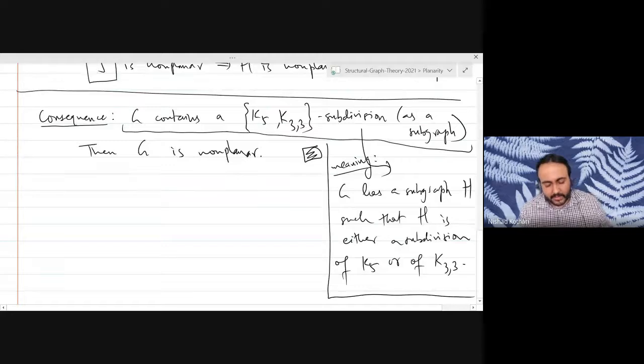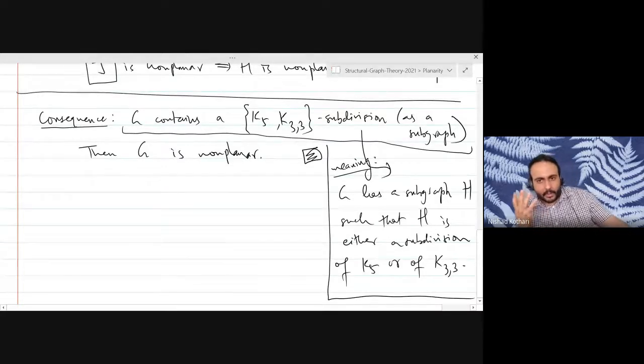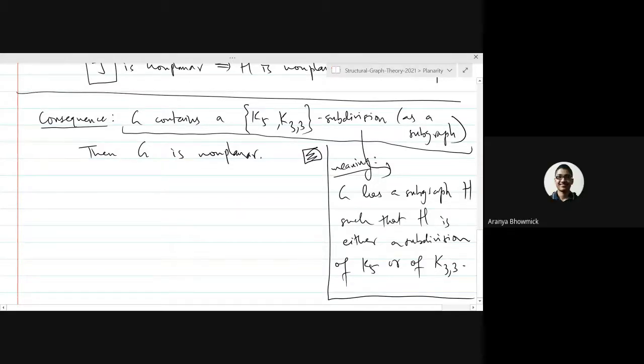Why are we concerned with K5 and K33? There are lots of other non-planar graphs in the world. So why am I only focusing on K5 and K33? Sir, I have a question. So this consequence that G is non-planar will follow once we prove that K33 is non-planar.